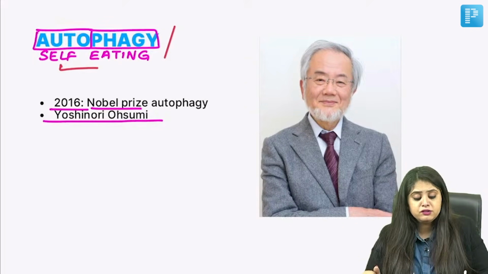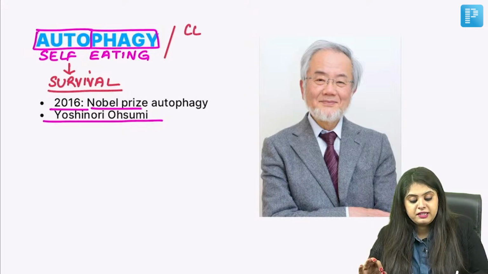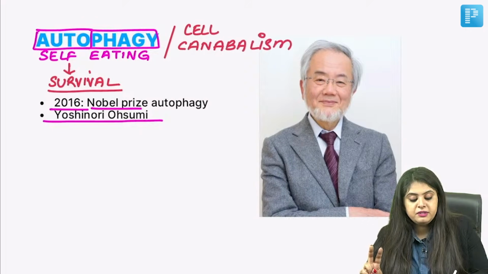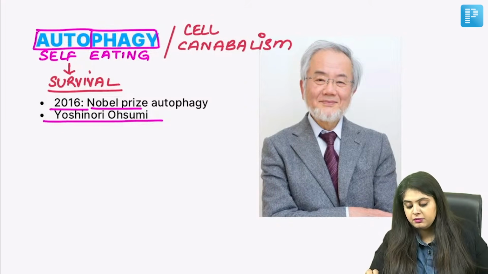So self-eating is not a disease. Self-eating is basically done for survival. That is what you call autophagy. So can I say, in animal language, can I call it cannibalism? This is also known as cell cannibalism because I am eating my own self. So in animals this is known as cannibalism.